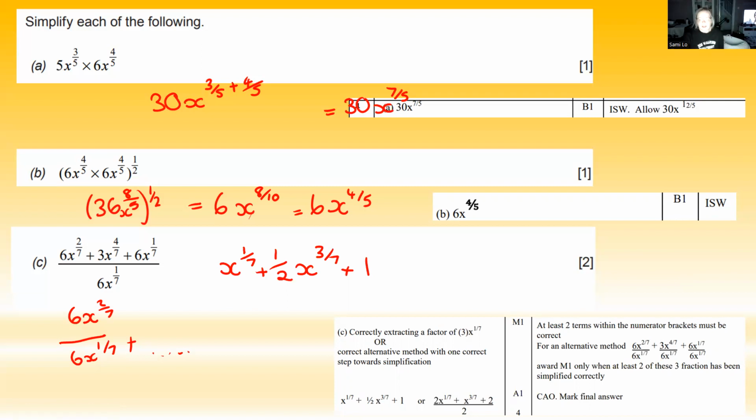And as you can see, we're looking for the 2 marks here, so we needed to have x⁻⁷, half x⁻⁷, and 1, which we've got, but there was an alternative if you did a slightly different method. Okay, and that's that question.